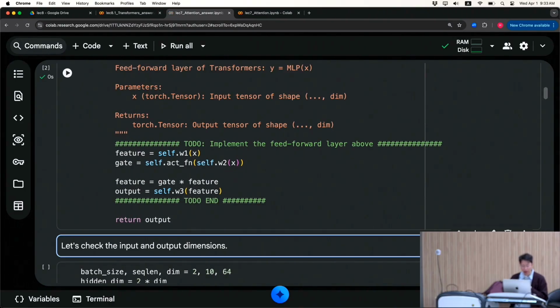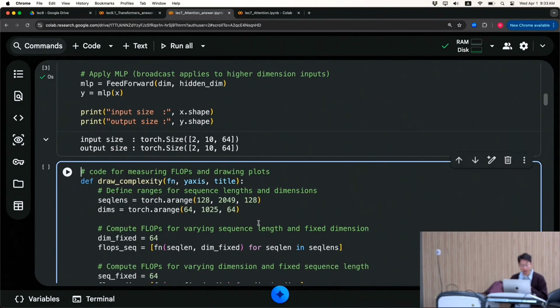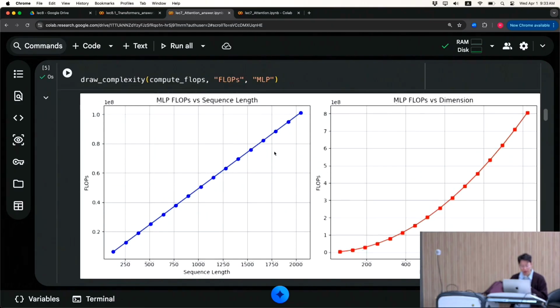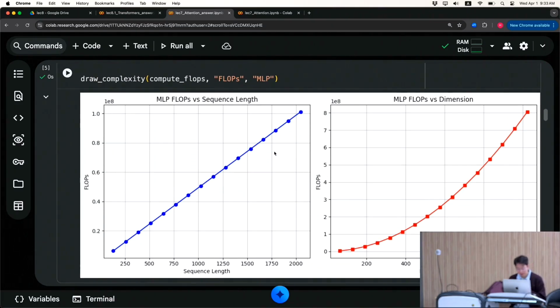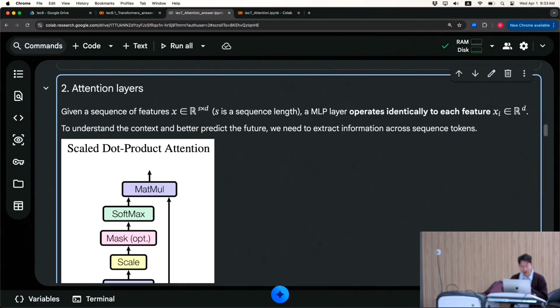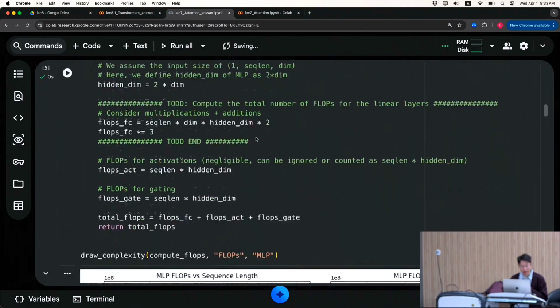So we implemented that together, checked the dimensions, and looked at the flops. In dimensions, the flops is quadratic, and in sequence length, the flops is linear because in the MLP layers, the tokens do not communicate. And we actually measured the runtime to compare against our flops analysis.